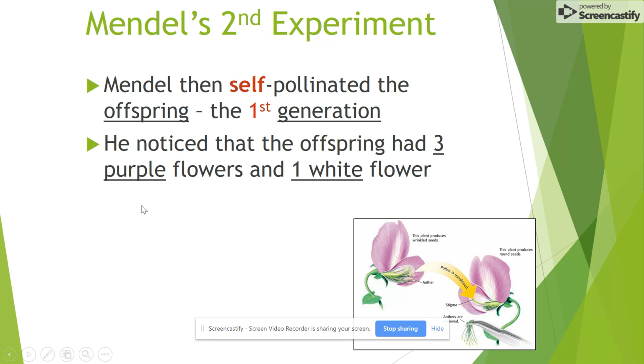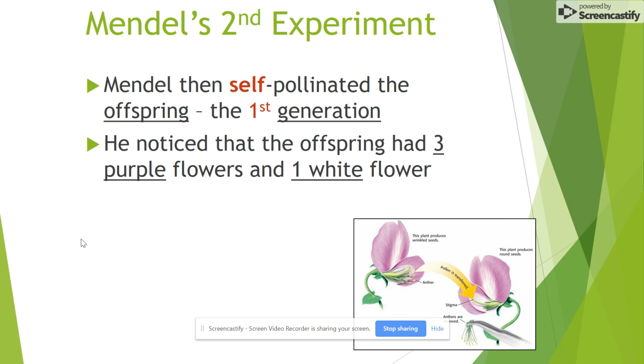he took the offspring from that first generation, so all of the purple baby flowers. He let them grow, let them mature, and then he self-pollinated those flowers. So Mendel then self-pollinated the offspring from the first generation, and he noticed that the offspring had 3 purple flowers and 1 white flower. Okay.